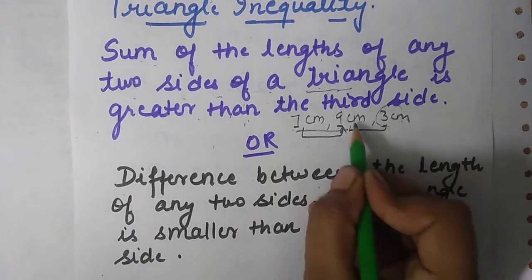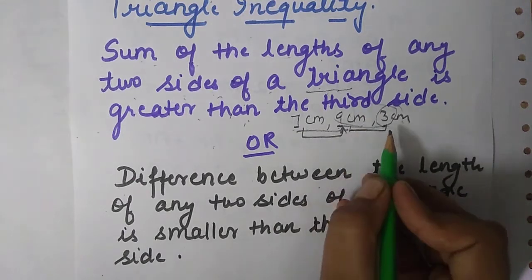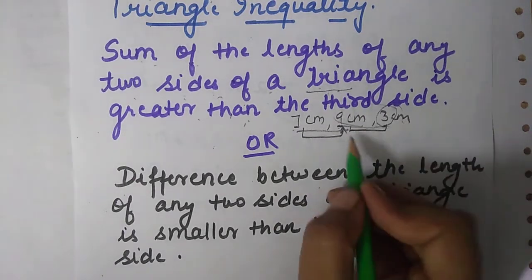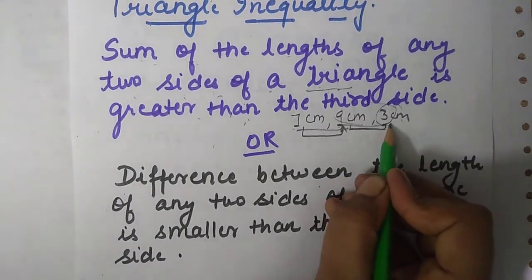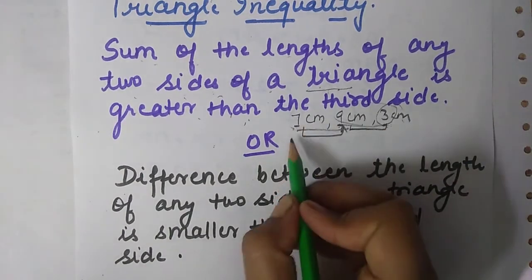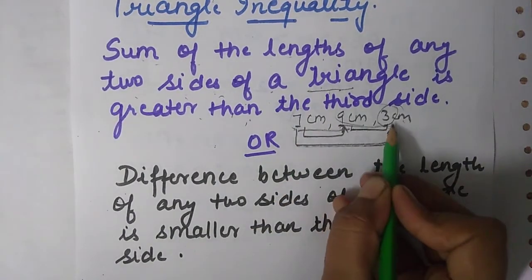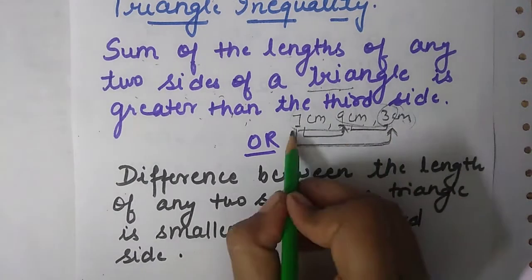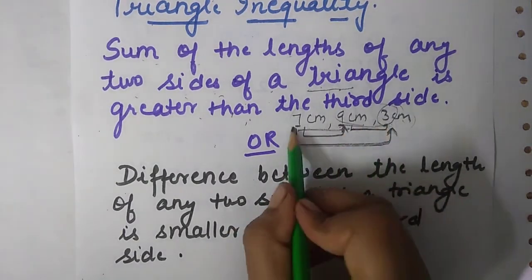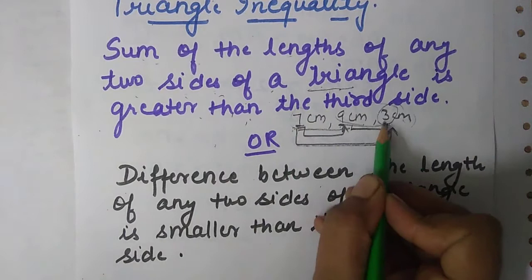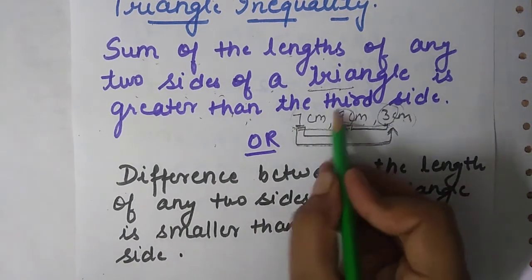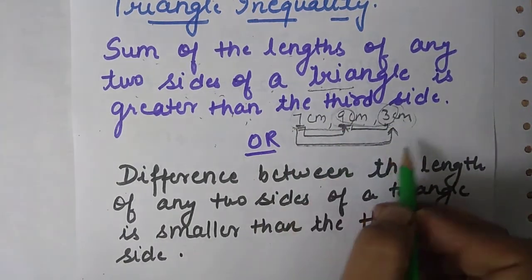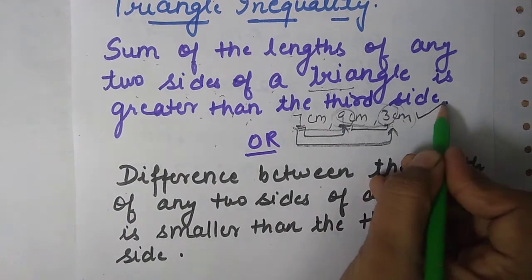Now I will take another pair. 9 plus 3. I am taking these two sides and you have to check each pair. 9 plus 3 is 12 centimeter. That is also greater than 7. Now I am taking the third pair, 7 and 3. I am taking the sum of these. 7 plus 3 is 10, which is also greater than 9 centimeter. So we can say that the triangle is possible.